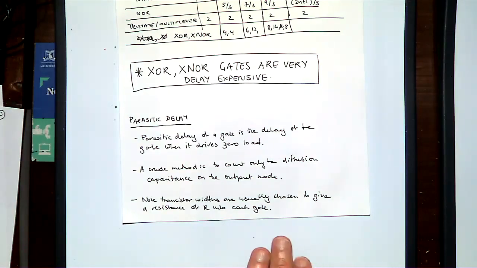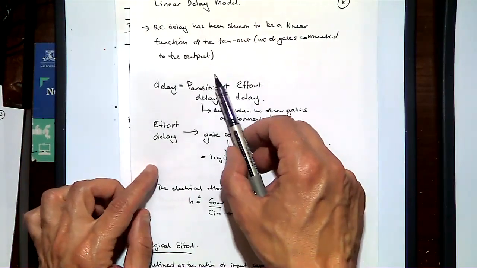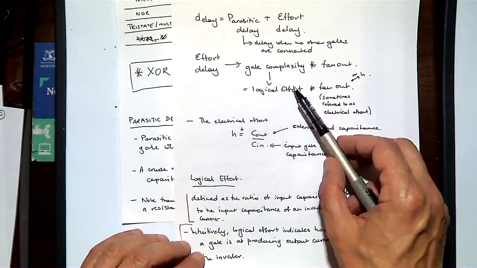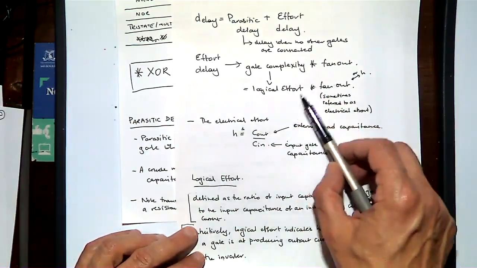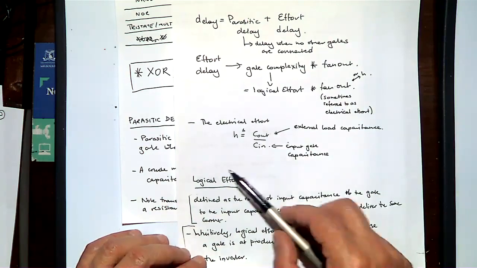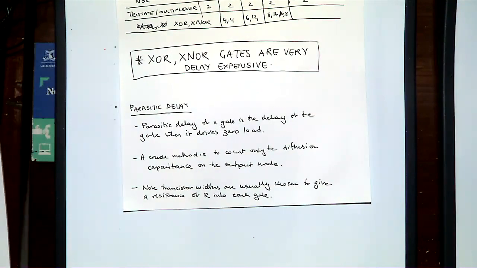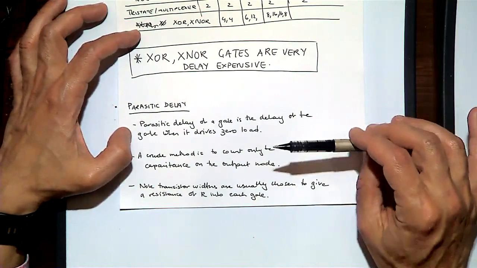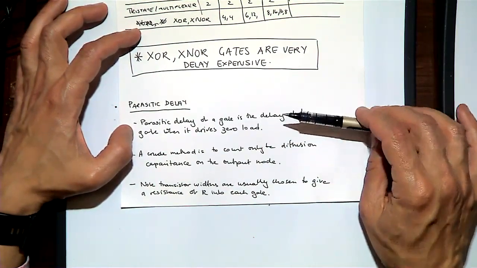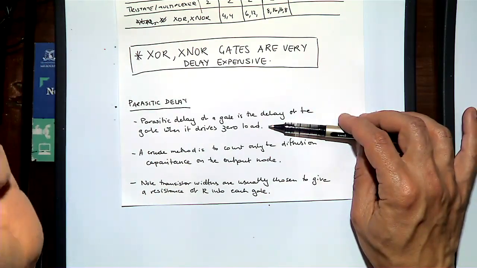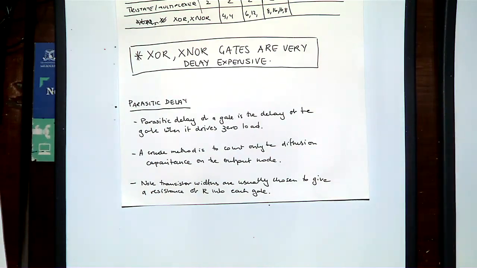What we'll do next is talk about parasitic delay, because we said the total delay is parasitic delay plus effort delay. In the effort delay, we said it was logical effort times electrical effort. We talked about logical effort, and now we're going to discuss a little bit about parasitic delay. I mentioned it very briefly: the parasitic delay of a gate is the delay of the gate when it drives zero load. Essentially, you've got a gate and you switch it on, you go from one state to the next, with nothing connected to it. What do you expect this delay to be?